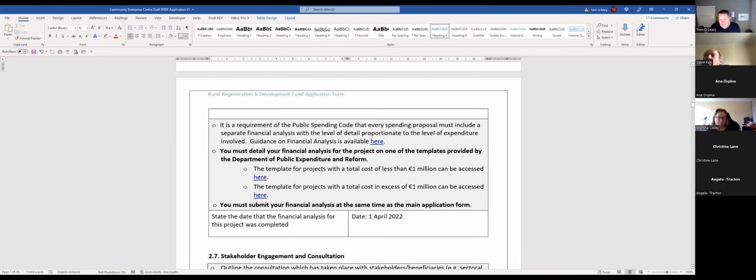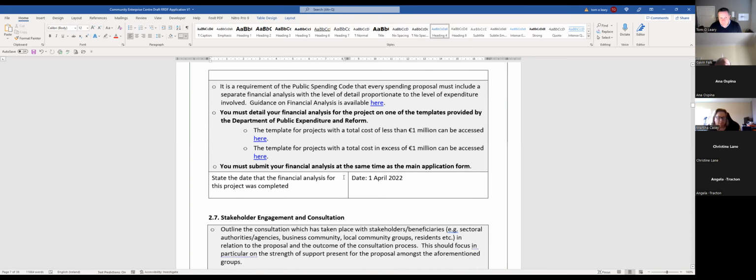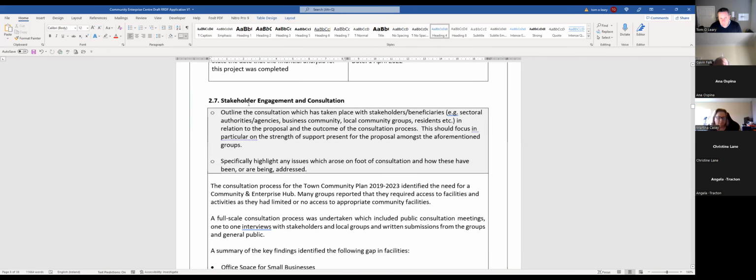Okay, and the public expenditure and public spending code from the Department of Public Expenditure Reform is fairly complex. Okay, so it's not something you want to take lightly. Don't worry about it for most applications, but if you are looking at an RDF application of that scale, you will need to do the analysis. So this will be relevant to all projects and all applications.